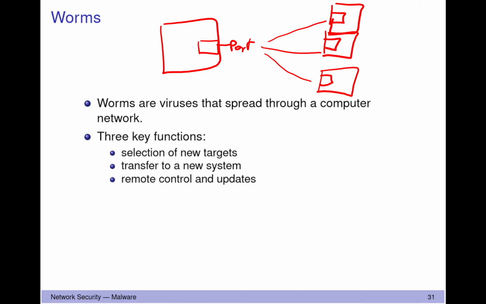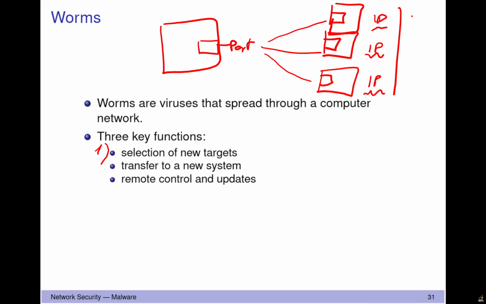So what do you have to do? You have to first select new targets. So where do you send your which machines, which hosts identified by an IP address do you try to address? It doesn't have to be an IP address. It can also be just to spread to widen the application scope.